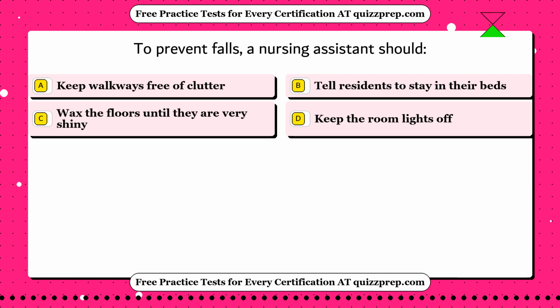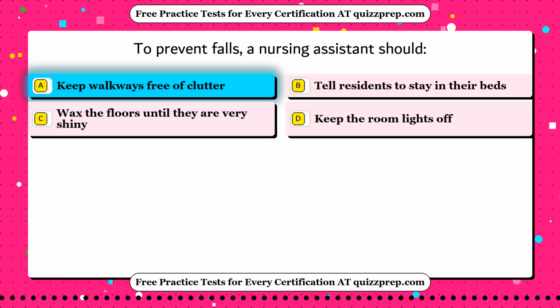Question 91. To prevent falls, a nursing assistant should: Option A, keep walkways free of clutter. Option B, tell residents to stay in their beds. Option C, wax the floors until they are very shiny. Option D, keep the room lights off.